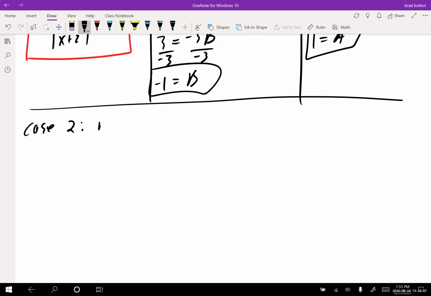So case 2 has repeated or repeating linear factors. So again, everything's still linear in the denominator, but now they're repeated. So let's look at an example of this one.